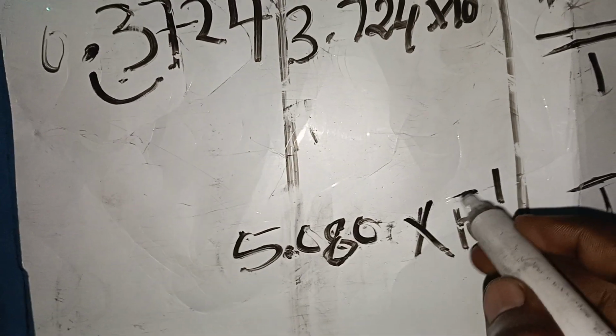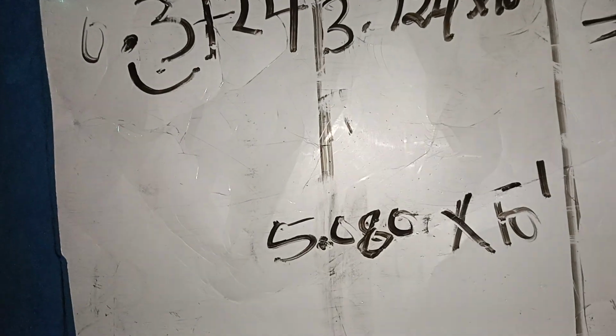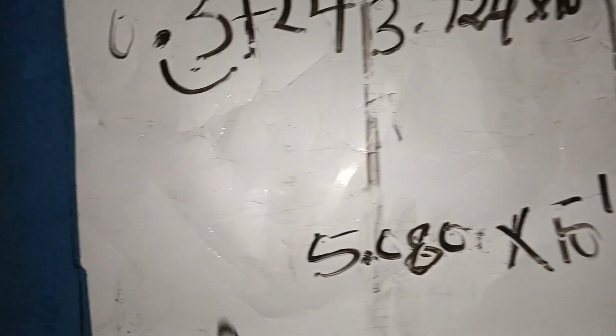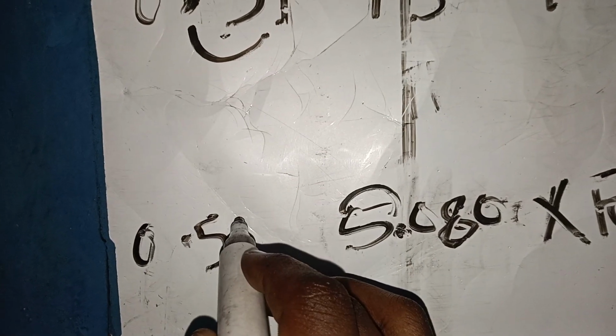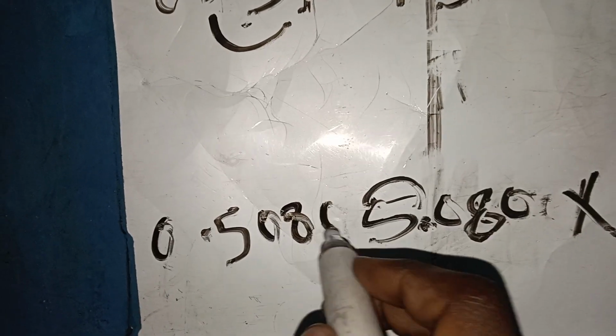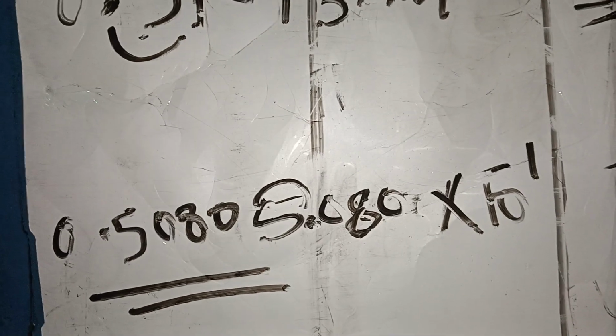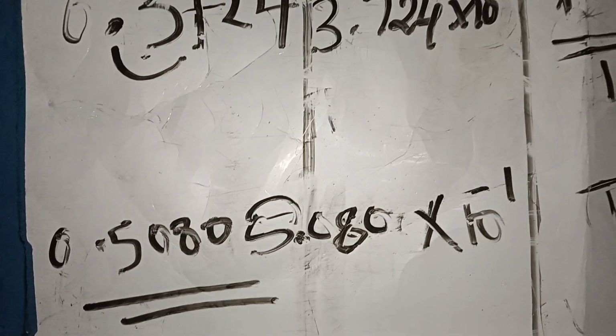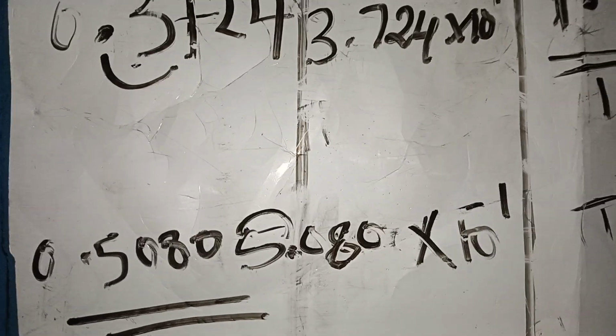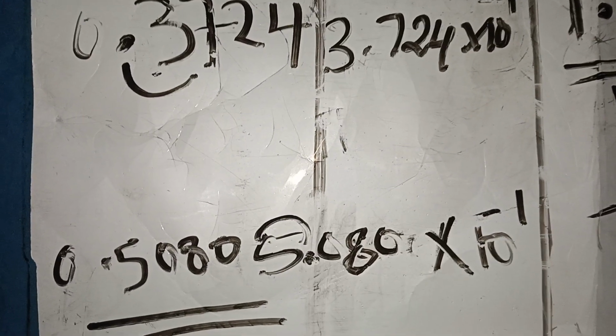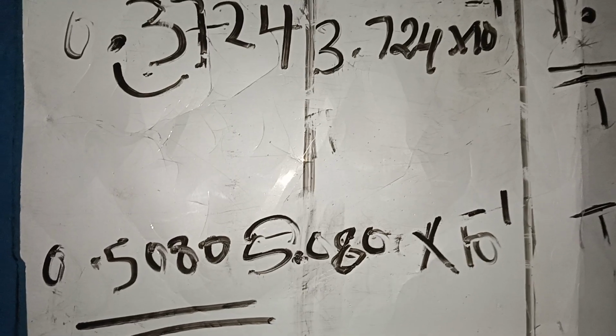So this means negative. So we'll move this decimal forward. Like it will go like this. So our answer here will be 0.5080. That is our answer. So I want to leave you with some to do for me, and then write your answer in the comment section.